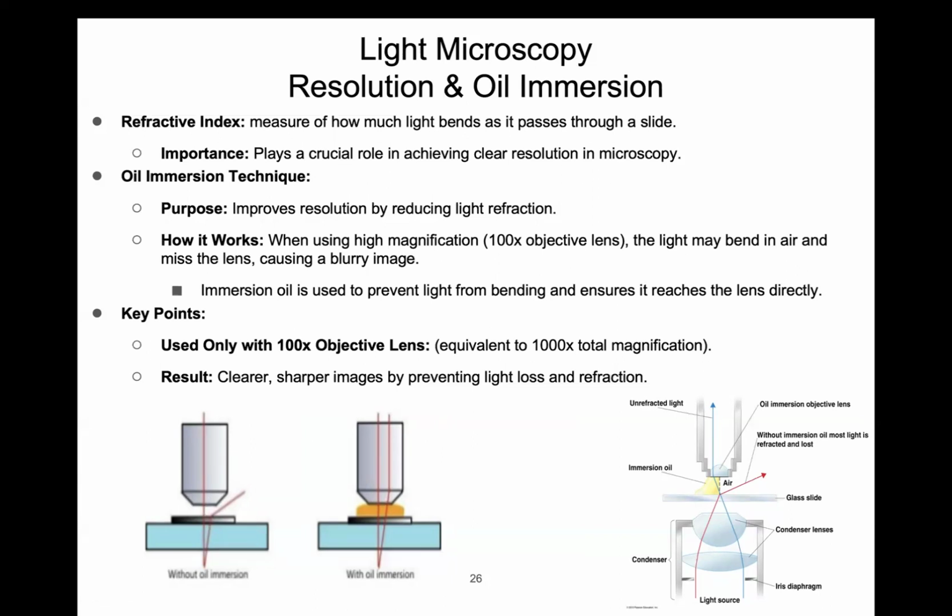It'll look very messy. So whenever we use the 100x objective lens, we have to add oil. You add a drop of oil on your slide. The reason you add oil is because you get a clearer, sharper image, because you prevent light from bending. So oil immersion is only used when we are using the 100x objective lens. That means 100x magnification. That means 1000x total magnification. And again, we use oil so that we can avoid refraction or light bending.